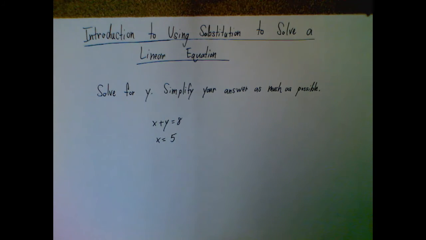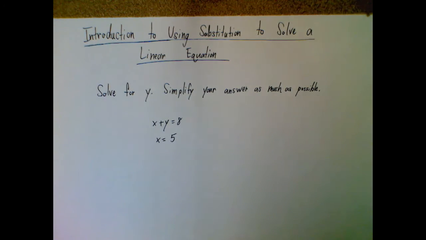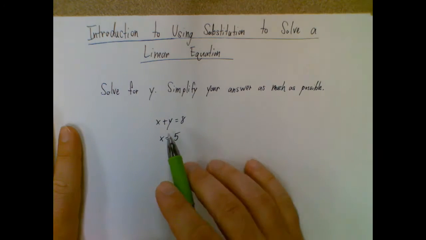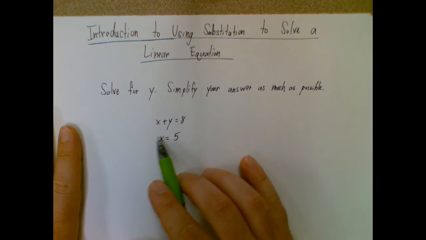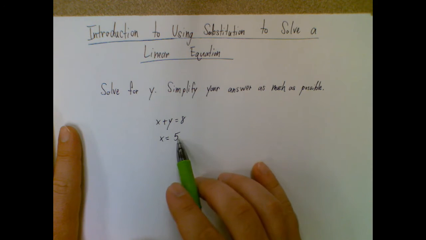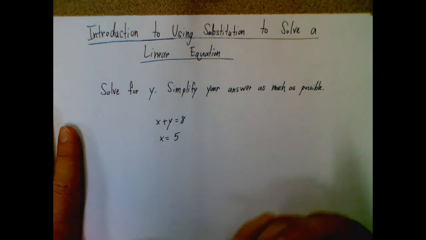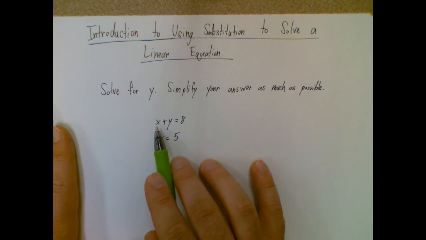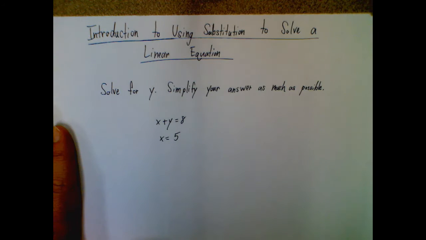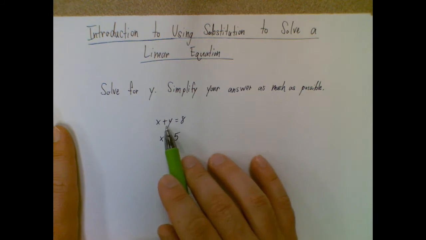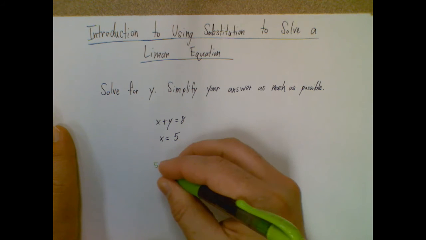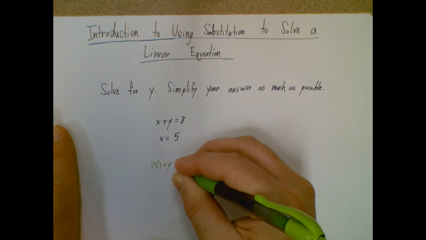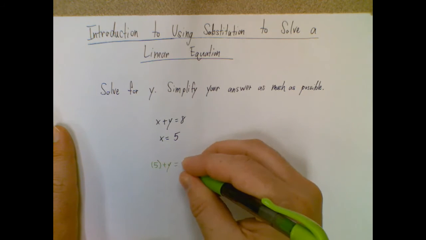So substitution, just like in sports, is when you replace one thing with another, or in sports when you replace one player with another one that plays the same position. So I'm going to replace this x with 5 because they're equal, which means they have to be equivalent or the same thing. So I'm going to go up to this first one and take out the x and put the 5 where the x was. So instead of x plus y, I'm going to write 5 plus y. And then I can bring down the equals 8 as well.